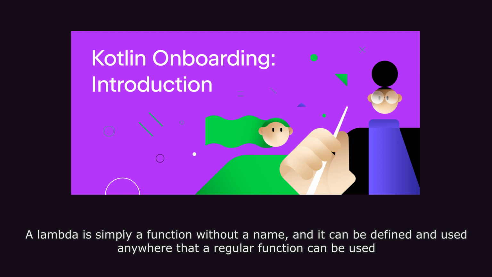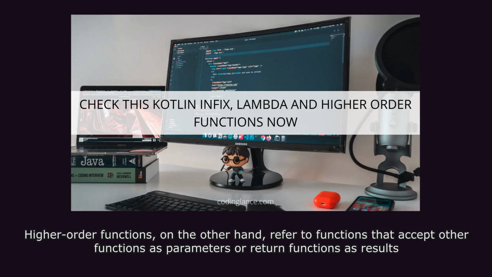A lambda is simply a function without a name, and it can be defined and used anywhere that a regular function can be used. Higher-order functions, on the other hand, refer to functions that accept other functions as parameters or return functions as results. Let's start by writing a simple lambda.